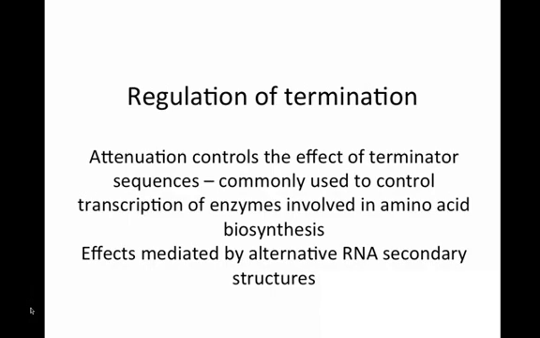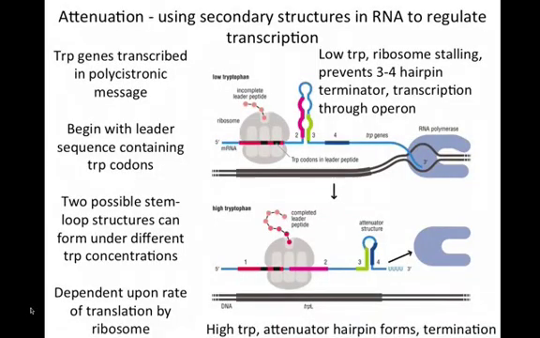So we're going to talk about the trp operon here. And the effects are based on alternative RNA secondary structures. So this is in bacteria, okay? The trp operon is an operon, meaning there are multiple genes transcribed. It's a polycistronic message, right? So the way it works is you've got this leader sequence that contains many codons for tryptophan, right?